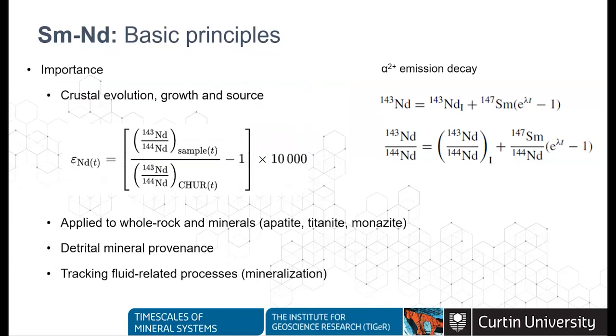We can also use samarium isotopes on a range of other minerals, such as apatite, titanite, monazite, and this goes really well with what Milo was speaking about before with the tri-domineral province and also trying to track fluid-related processes, especially in mineralized terrains. But we are more interested in the garnet today.